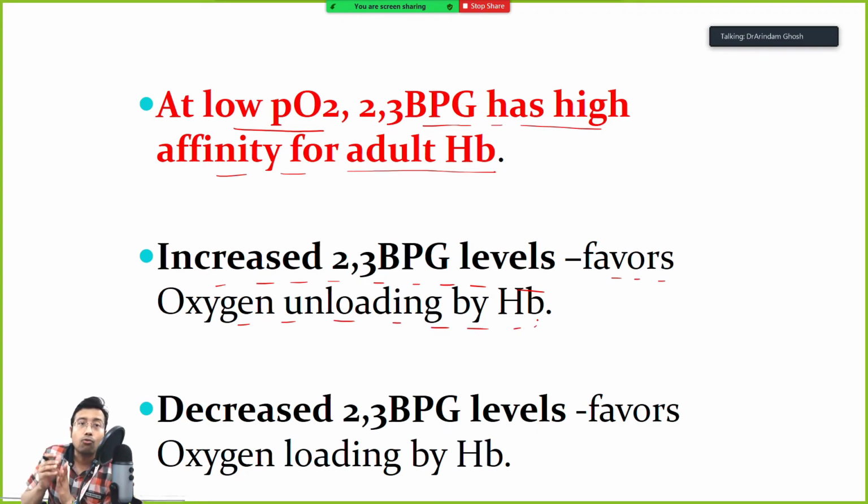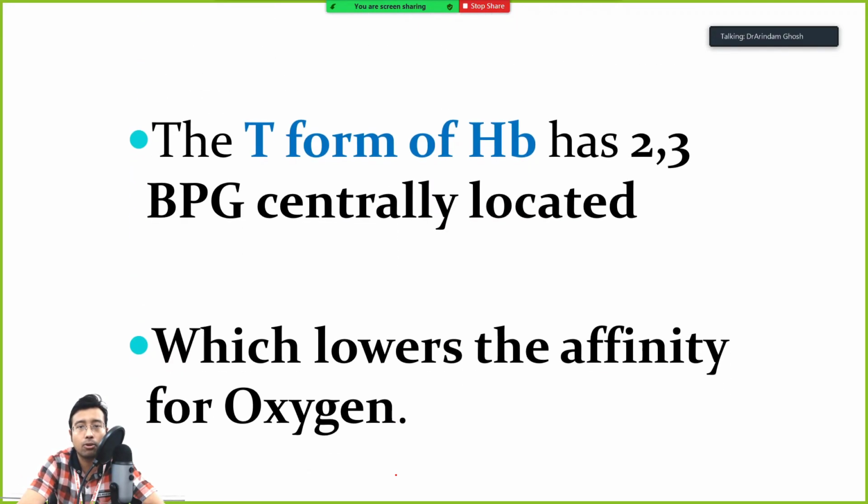So remember, we are now going past the oxygen tension. Yes, it is true that at low PO2, 2,3-BPG has high affinity for adult hemoglobin. But even if the concentration of oxygen is moderately low or average, if there is an excess amount of 2,3-BPG, it will lead to loss of oxygen from hemoglobin. The reverse will happen if there is decreased 2,3-BPG level; it will favor oxygenation of hemoglobin. So high level of 2,3-BPG is inversely related to oxygen affinity of hemoglobin.